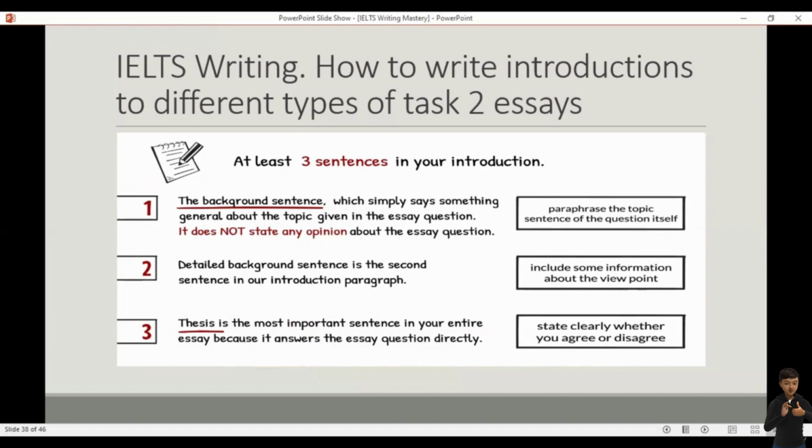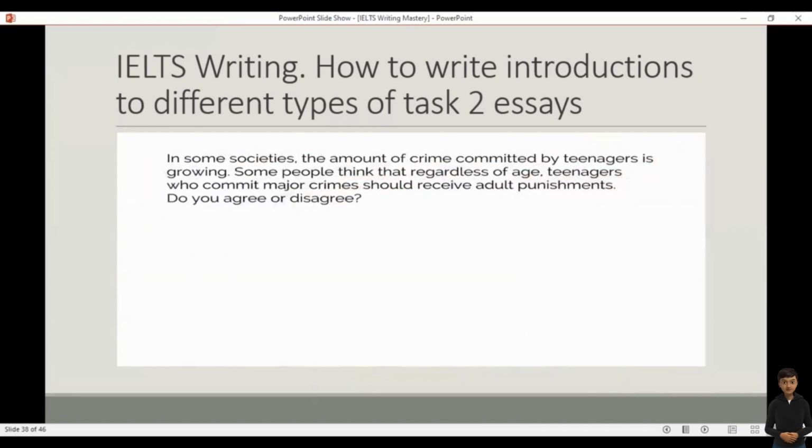Look at the essay question below and see how to write an introduction to it. In some societies, the amount of crime committed by teenagers is growing. Some people think that regardless of age, teenagers who commit major crimes should receive adult punishment. Do you agree or disagree?